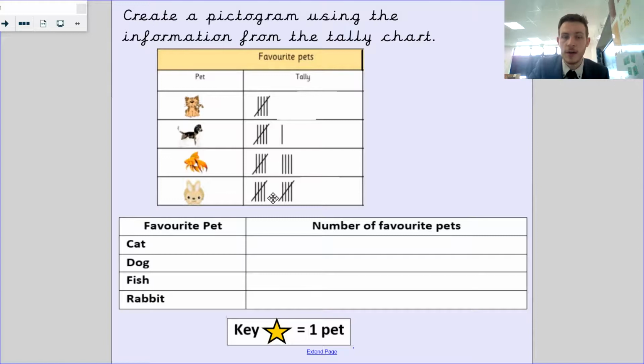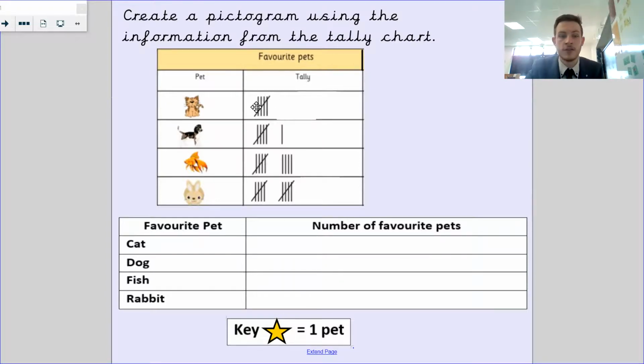I'm going to count my tally. So I don't need to count this first one. Talk to your teddy. Why do I not need to count that first tally in the cat column? You're absolutely right. It's because it's a full group of 5.